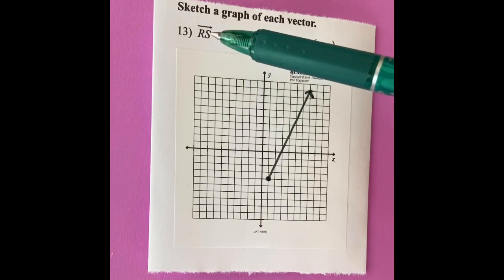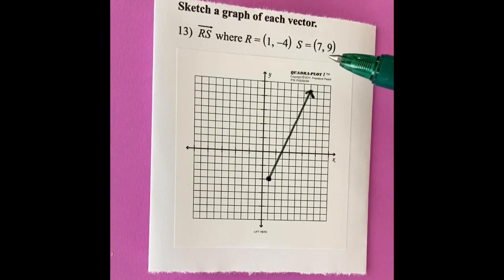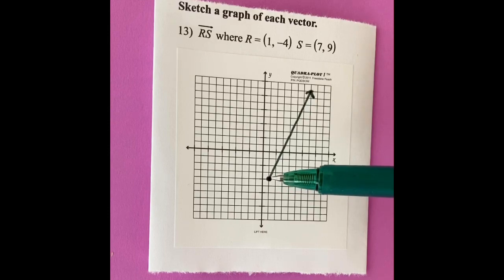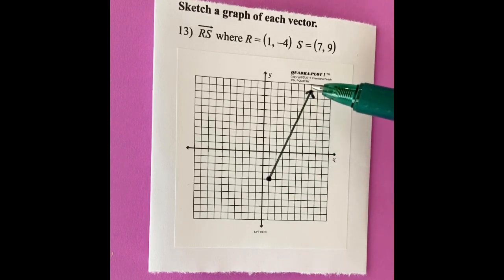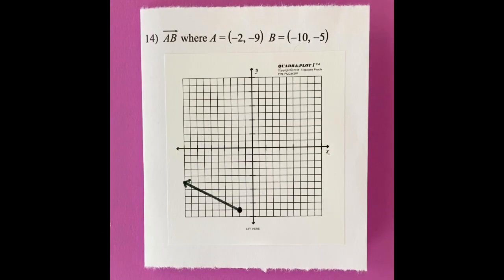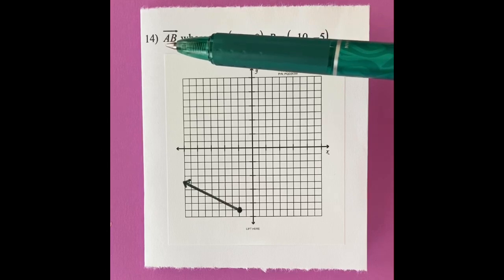S comes second, so S will be the head. They told me the location of both R and S, so I plot the point (1, -4) for the tail and (7, 9) for the head and connect. We've drawn vector RS.